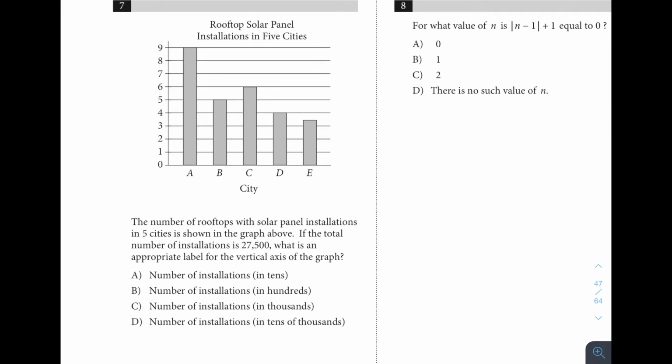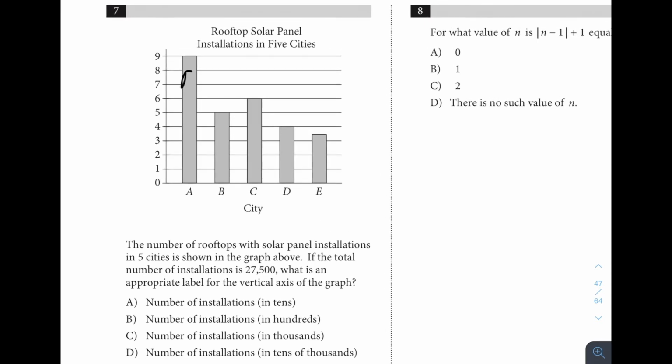The first thing I would do on a graph is label each bar. That's 9, 5, 6, 4, and 3. Then I would add those all up and I would get 14, 20, 24, 27. And it says that it's 27,500. Oh yeah, and this is 3.5, so that makes sense. 27.5.